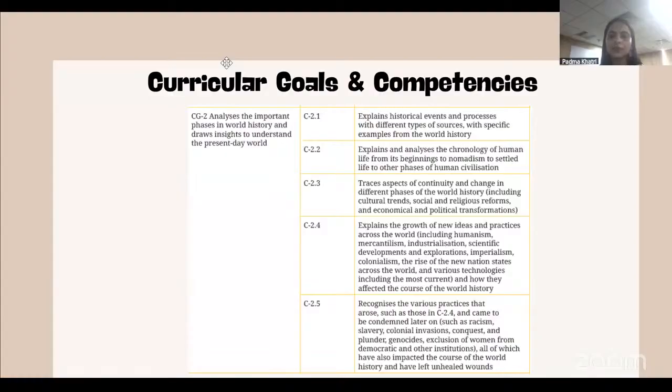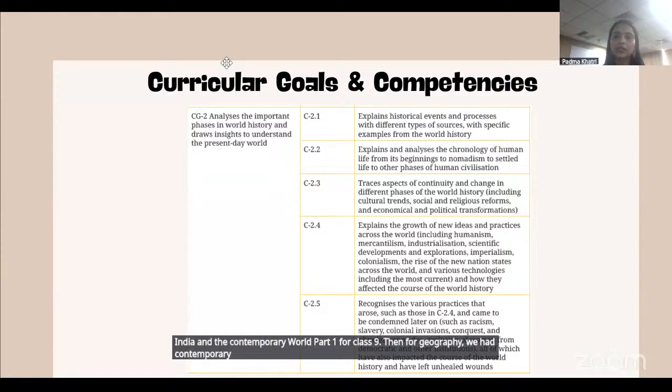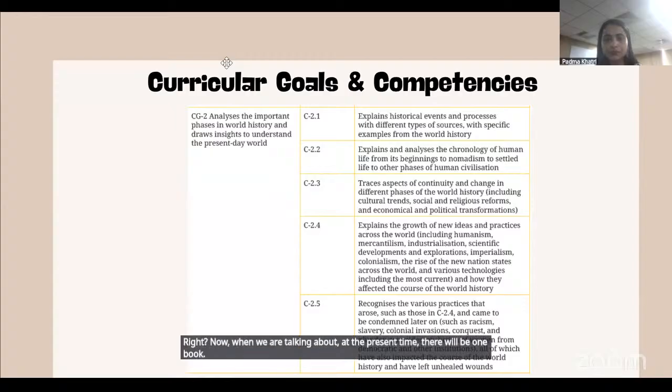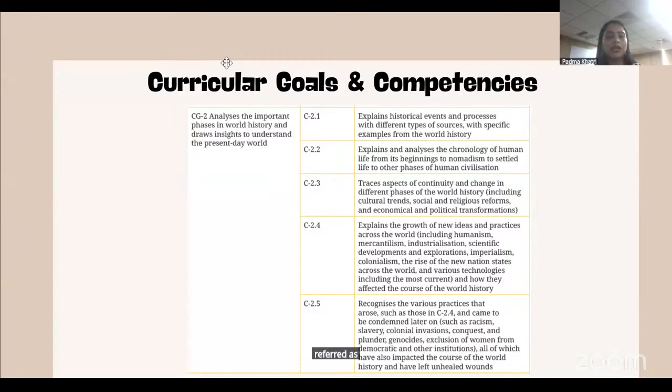India and the Contemporary World Part 1 for class 9th. Then for geography, we had Contemporary India. Then for political science, we had Democratic Politics. And for economics, we had Economics, a different book, right? There were 4 books, right? Now, at the present time, there will be 1 book referred to as part 1. Now that part 1 will be focusing on these curricular goals and these competencies.